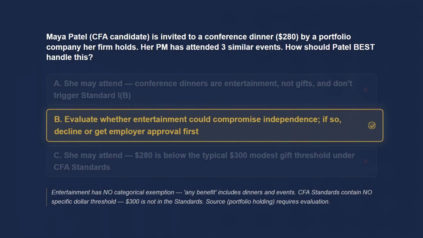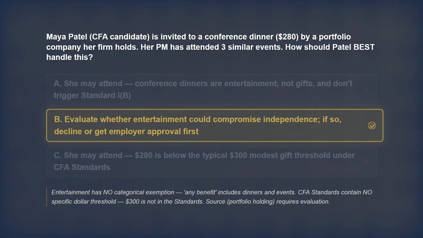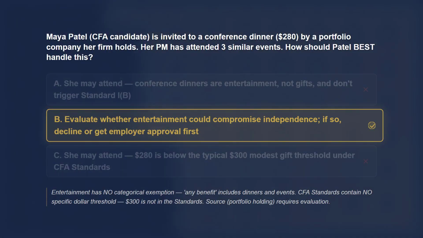Answer C is the false dollar threshold trap. There is no $300 threshold in CFA standards. There is no threshold of any kind. Candidates who import FINRA or SEC dollar limits into the CFA framework will get these questions wrong every time.